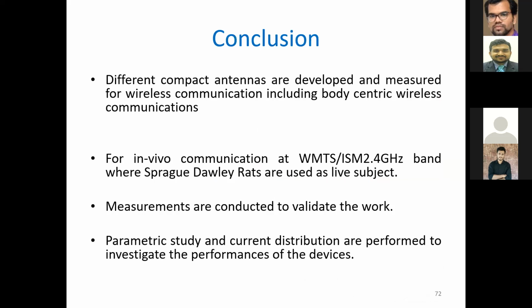At the end, in conclusion, we can say that different compact antennas were developed and measured for wireless communication, including biotelemetry communications. For in-vivo communications, we use the WMTS band, where the SD rat is used as live tissue. Measurements were conducted to validate the work, and parameter studies and current distributions were performed to investigate the performance of the device. So these are the conclusions of the work.